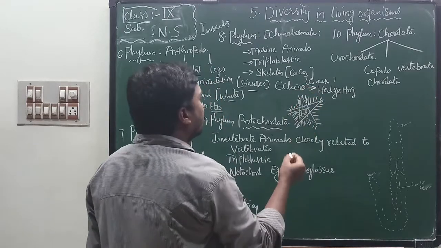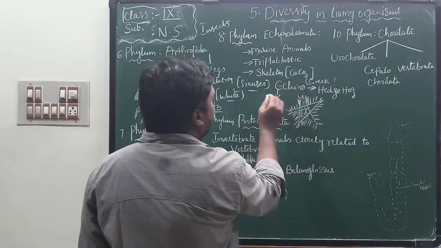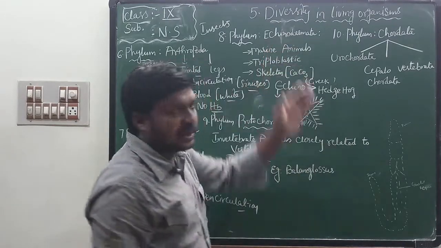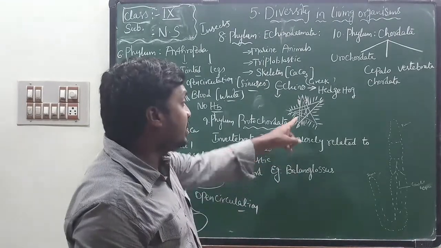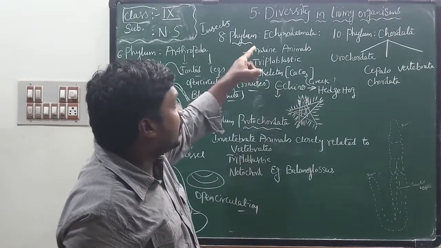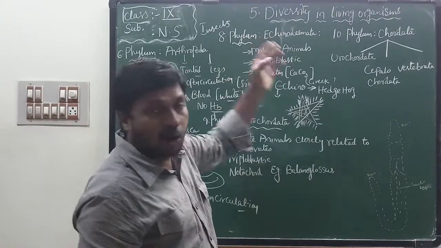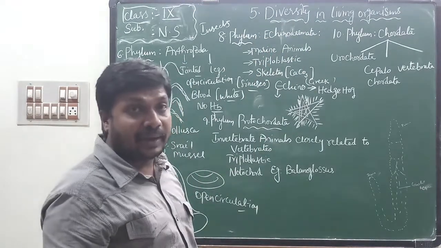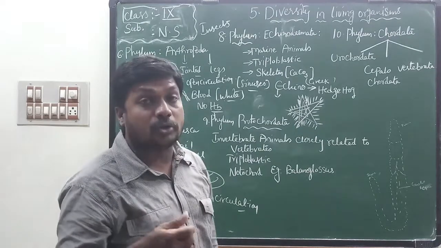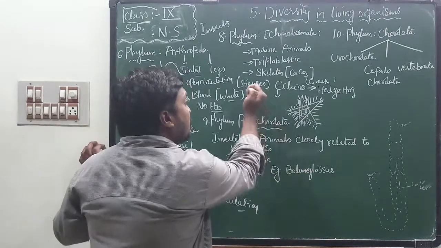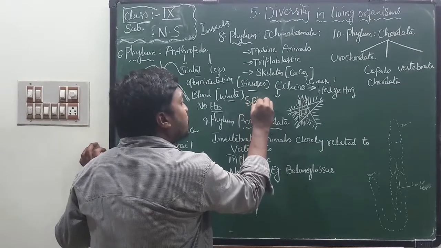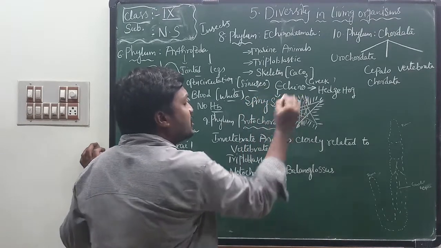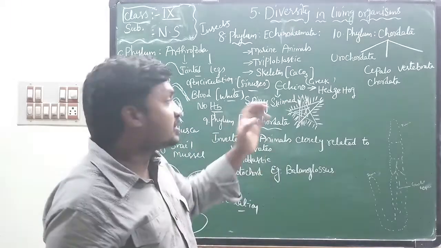Echino means spines, and dermata means skin. They have spines in their skin. That's why the name given to the organisms is Echinodermata. Echino means spine and dermata means skin, meaning they have spines on their skin. So this group of organisms are called spiny skinned organisms. Spiny skinned, why? Because they have spines in their skin.